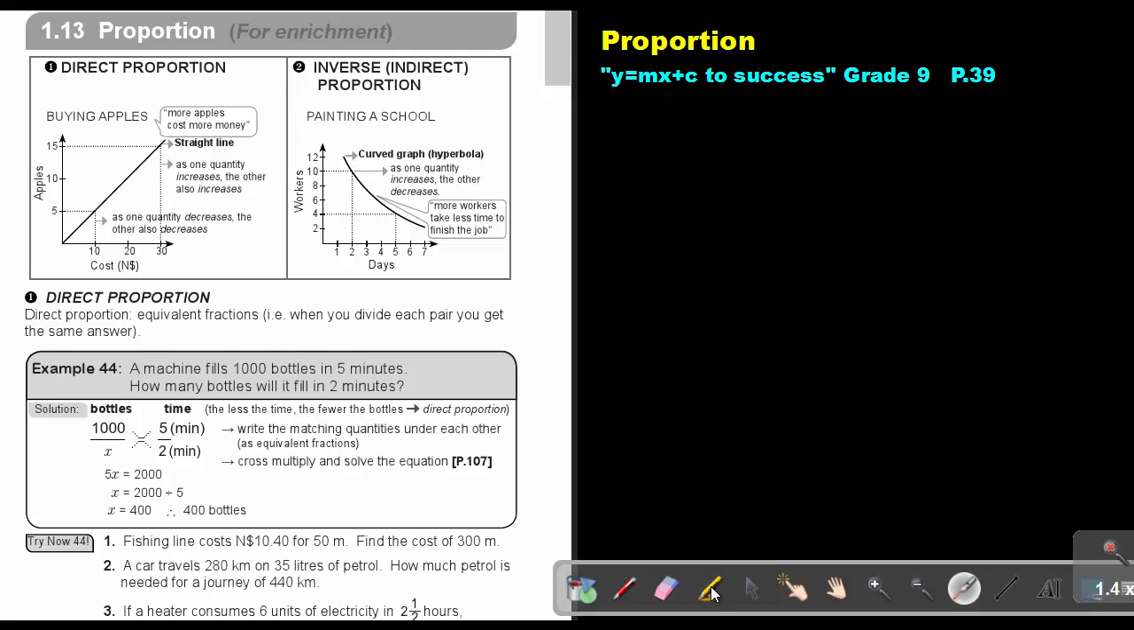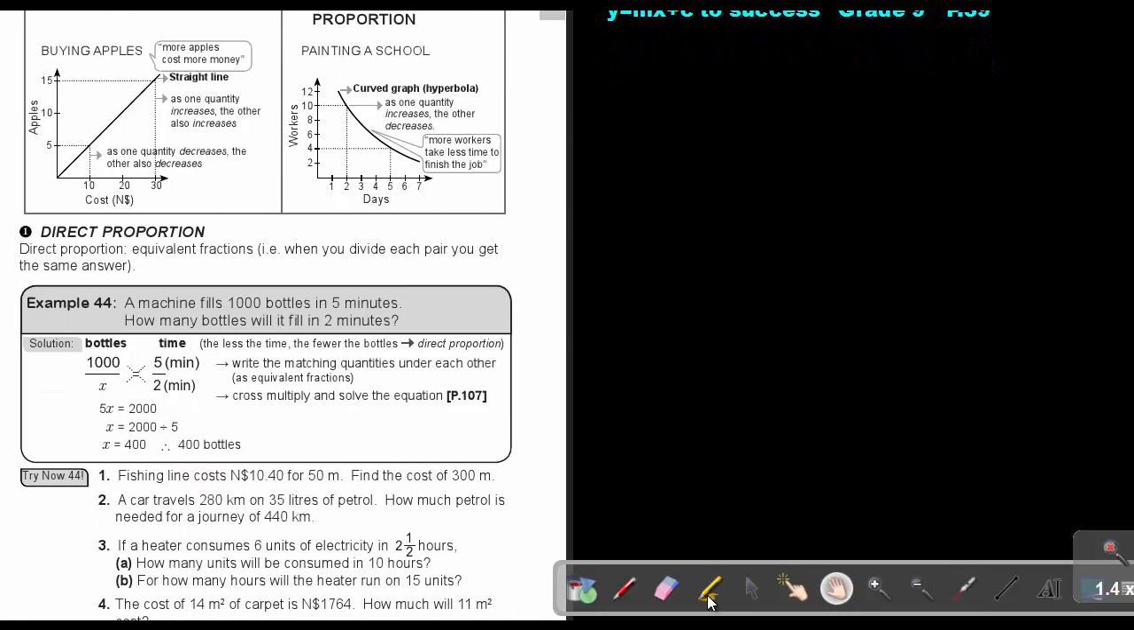Okay, I want you to do the following. Try now 44, do number 1 as well as number 3. Stop the video and as soon as you are finished, you can continue with the video.